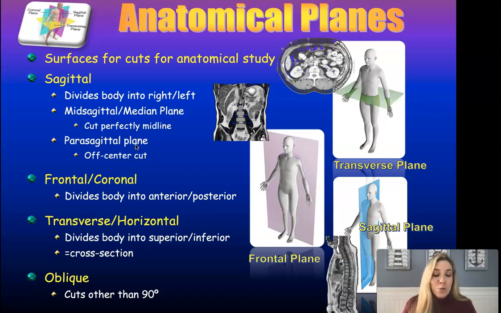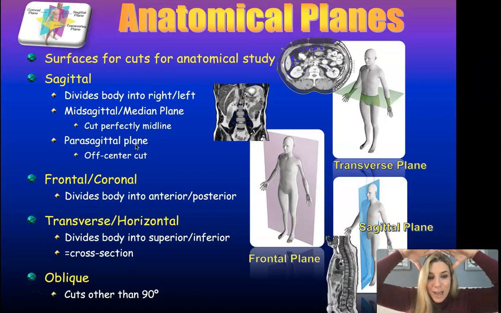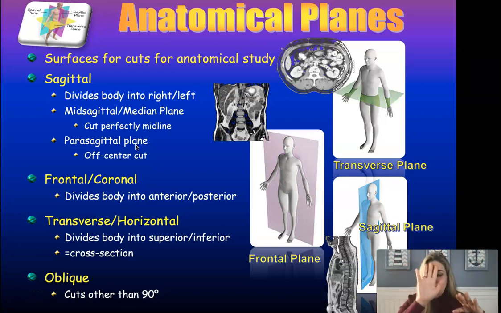A frontal or coronal plane, imagine wearing a headband where that headband would just cut straight through you. You'd have an anterior part of your body and a posterior part of your body.